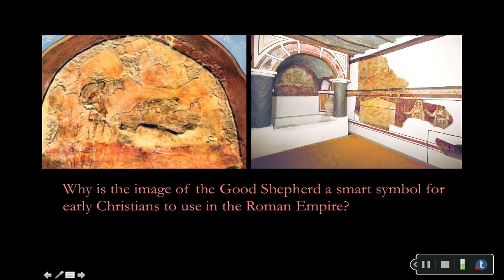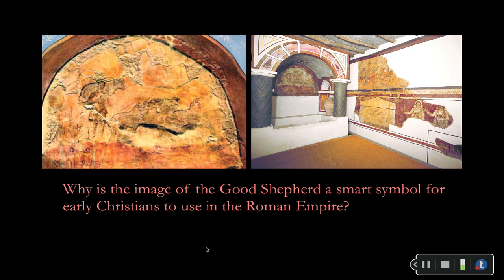But it's important to note that at this time, Christianity is still not legal. So images like this were actually really smart. Here's a question that I might pose for you: why is the image of Christ as the Good Shepherd a very smart symbol for early Christians to use in the Roman Empire?